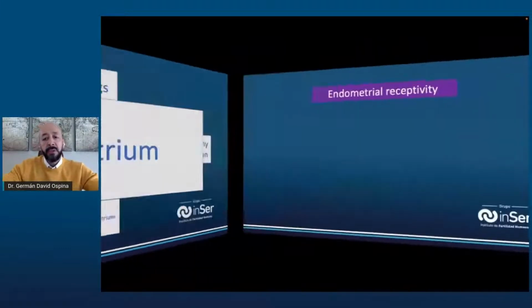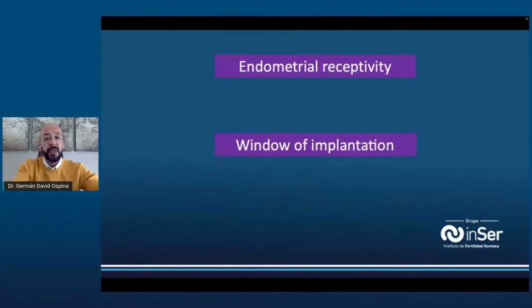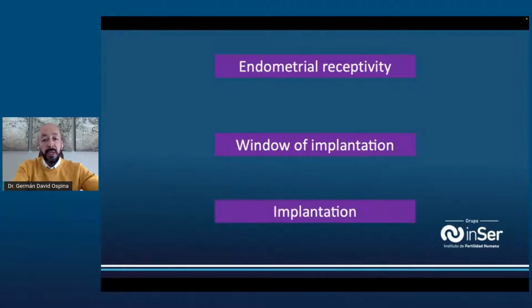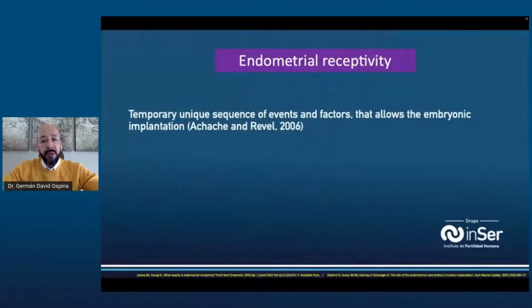Okay, then as I was telling you before, the endometrium is a very important structure for the implantation of the embryo. But before going to the central point of my lecture, I want to give you two important concepts about the endometrial receptivity, the window of implantation, and the implantation as such. First of all, the endometrial receptivity is a temporary, unique sequence of events and factors that allows the embryonic implantation.